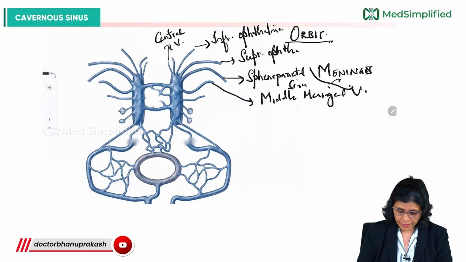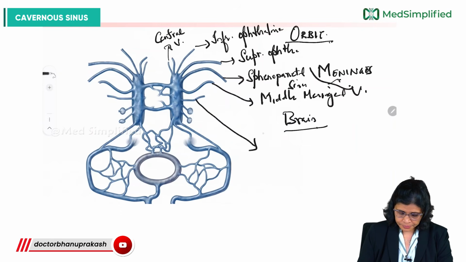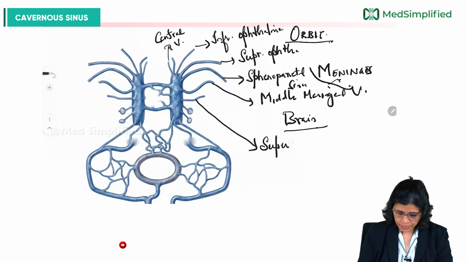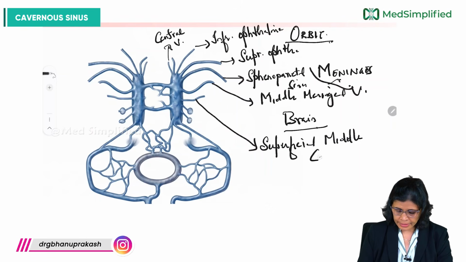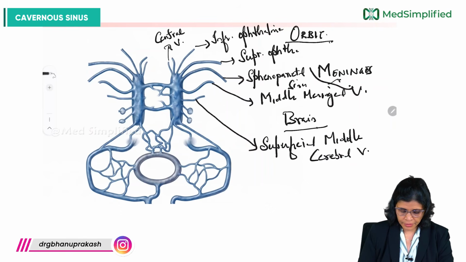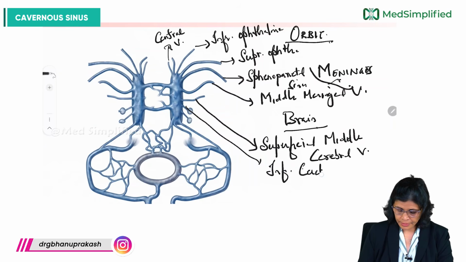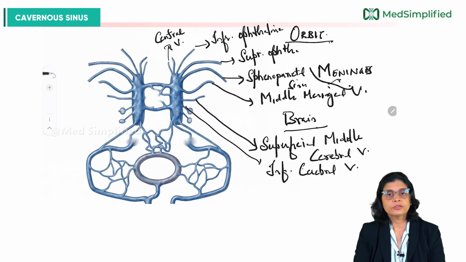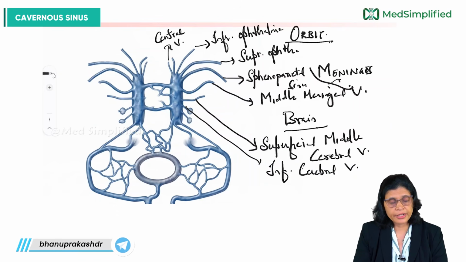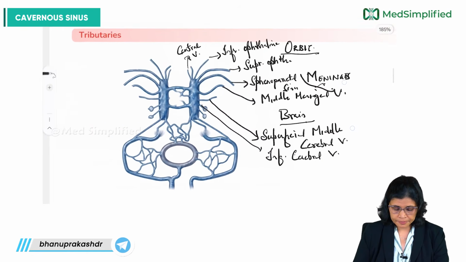Then we have from the brain. So, draining the brain, we have 2. One is the superficial middle cerebral vein, and we have the inferior cerebral vein. Okay. So, these are the tributaries which drain the different areas of the brain and into the cavernous sinus. So, let's now see the communications.